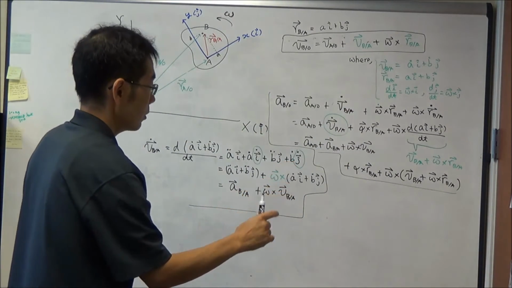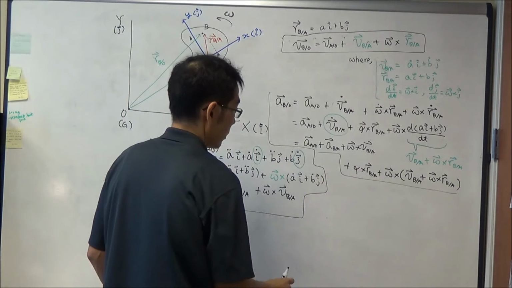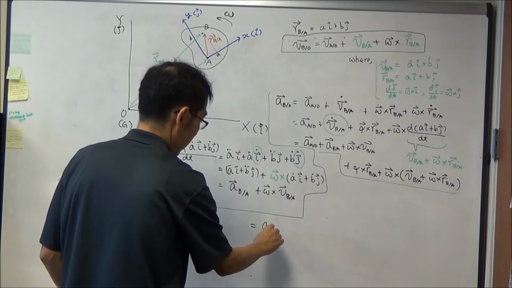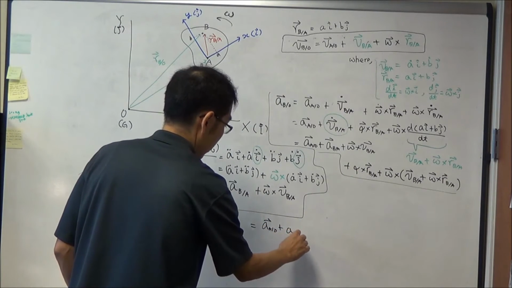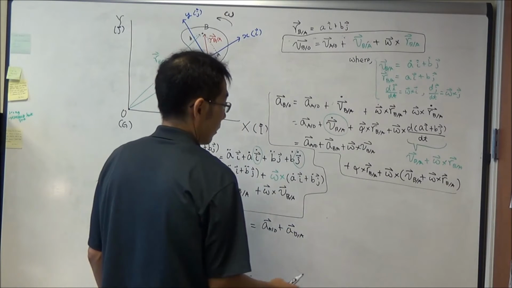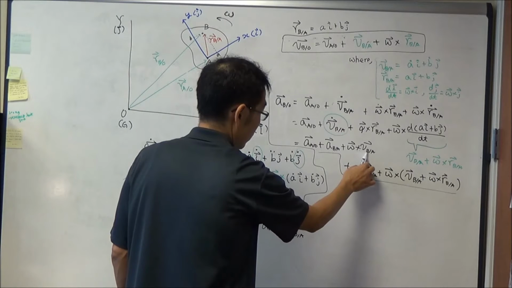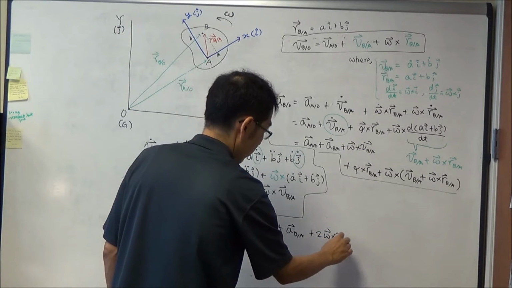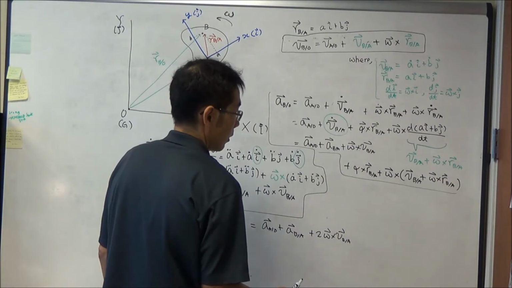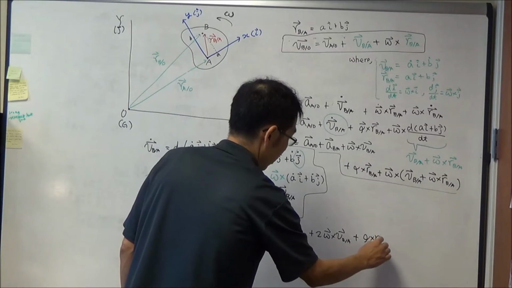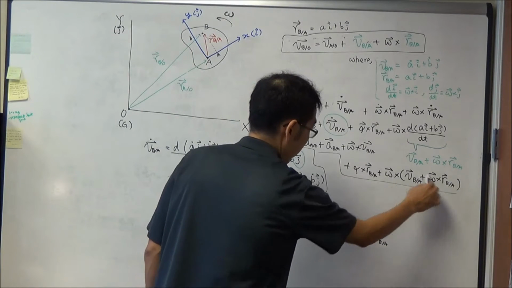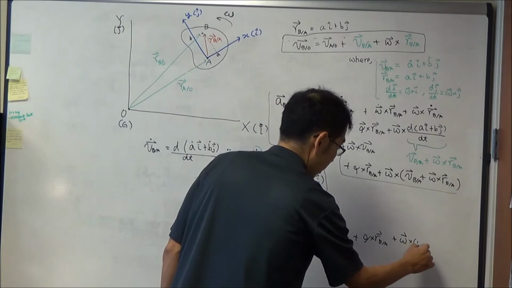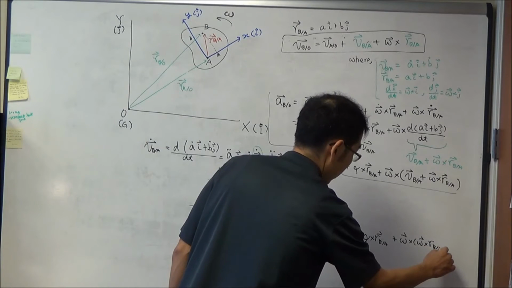This is a little bit long, so let me rewrite it here. So this is a_A, a_B/A, and then omega cross product V_BA is here too. So we have 2 omega cross product V_BA, okay, and then alpha cross R_BA. And then we have another term, omega cross product, omega cross product R_BA.